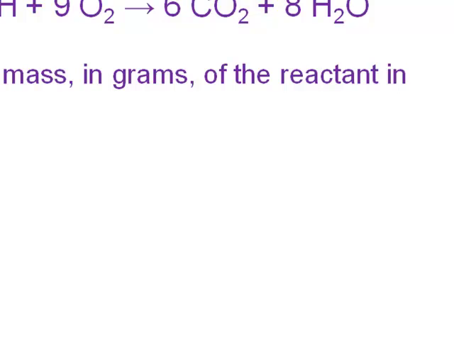In the last step, after we get the product, step C asks to calculate the mass in grams of the reactant in excess. So which one was in excess? The fuel or the oxygen? Fuel was. So the fuel is in excess.